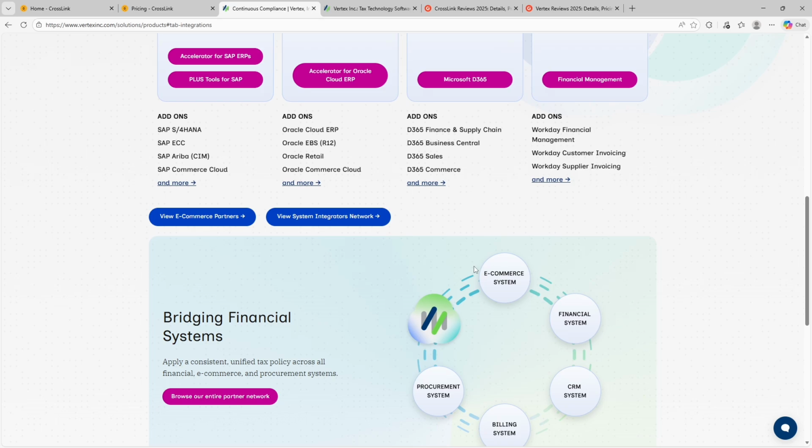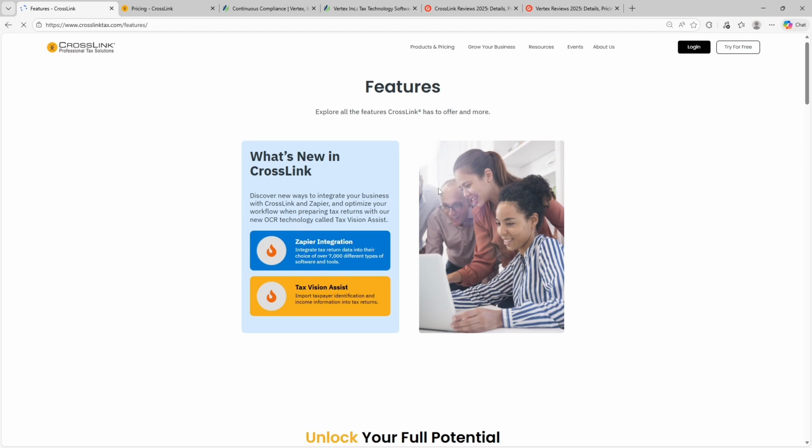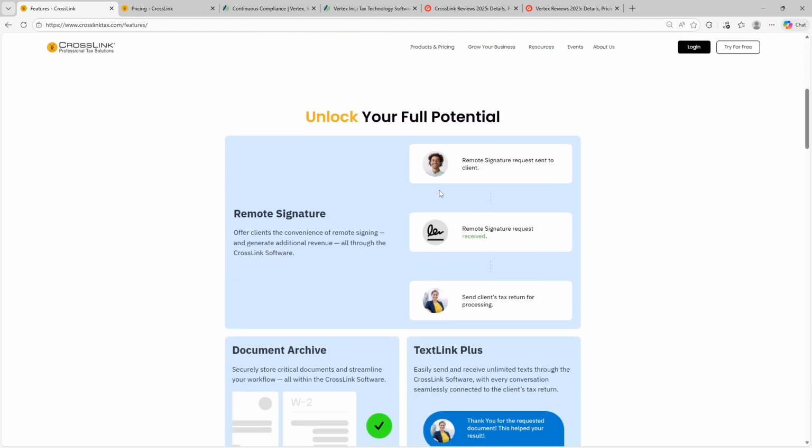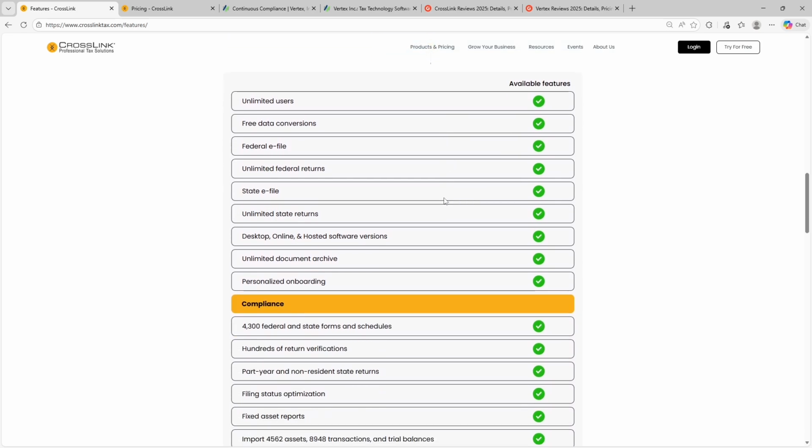Now moving into CrossLink's features, this platform is clearly built for speed, volume, and tax season efficiency. CrossLink supports unlimited users on its licenses, which is critical for firms with seasonal staff. You get unlimited individual 1040 series returns, unlimited state returns, and unlimited document storage, which removes the anxiety of hitting caps mid-season. Free data conversions make it easier to migrate from other tax software without losing historical client records.